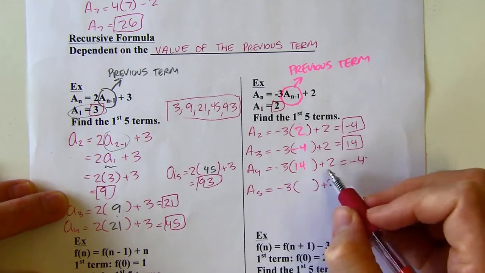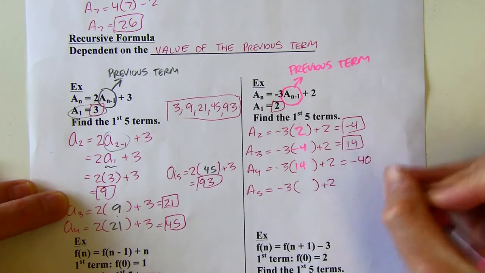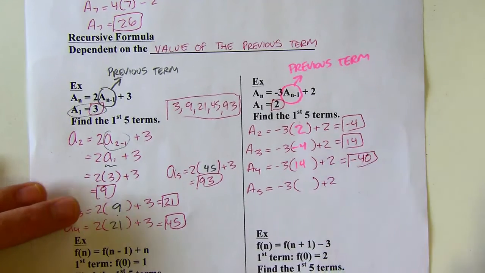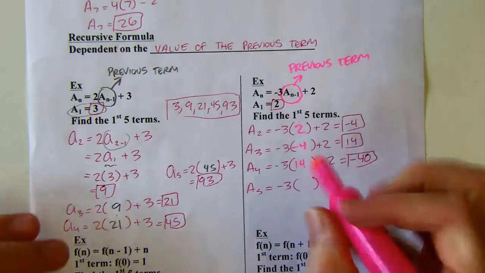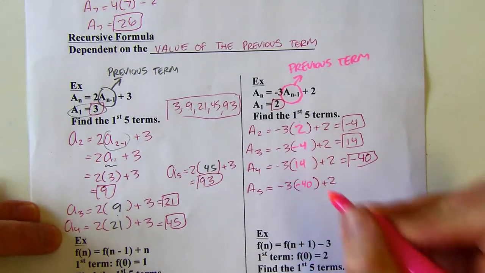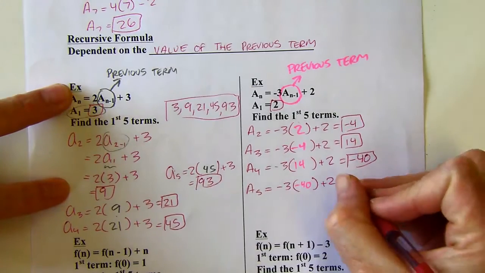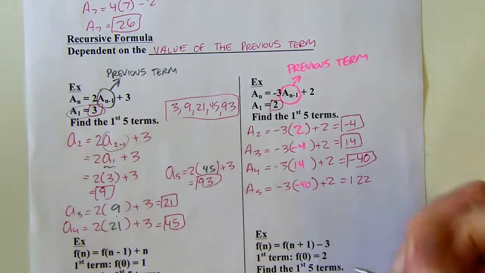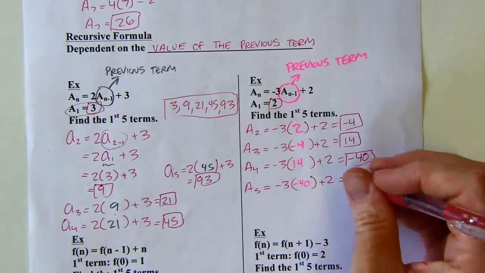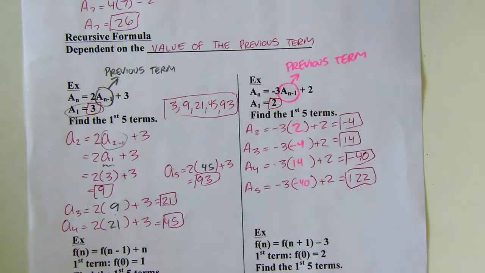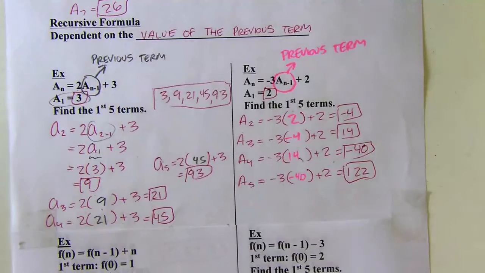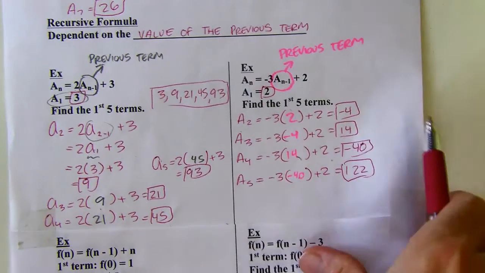Oh, -42 plus 2 is -40. And then I'm going to have 120 plus 2, that's 122. Okay, found a typo that I had to fix here.